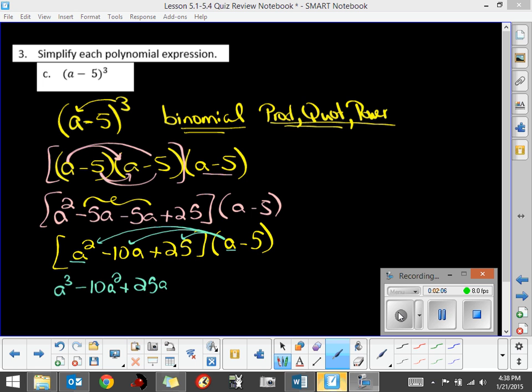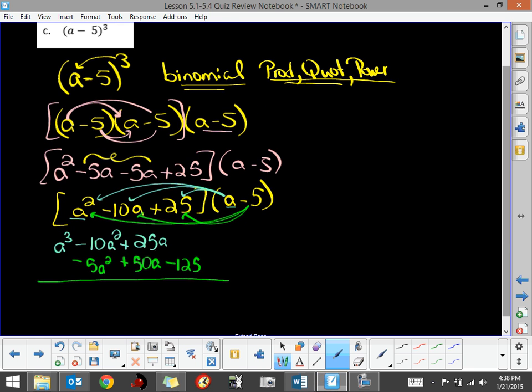The next time I distribute, I have to distribute the negative 5. I'm also supposed to take this negative 5 times the a squared, negative 10a, and 25. So that's going to be a negative 5a squared. I'm going to put that underneath the other a squared, to collect the like terms that way. A negative 5 times a negative 10 is a positive 50a, and a negative 5 times a positive 25 is a negative 125. Once you get done distributing, you collect your like terms, and I'll give you a cubed minus 15a squared plus 75a minus 125.